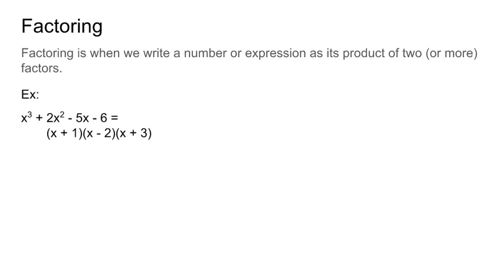For example, the polynomial x cubed plus 2x squared minus 5x minus 6 could be written as the product of 3 factors, x plus 1 times x minus 2 times x plus 3. Or another example, the binomial 3x squared minus 5x minus 12 could be written as 3x plus 4 times x minus 3. I think I just called that a binomial. It's a trinomial. I apologize. So the trinomial 3x squared minus 5x minus 12 can be written as the product of 2 factors, 3x plus 4 times x minus 3.